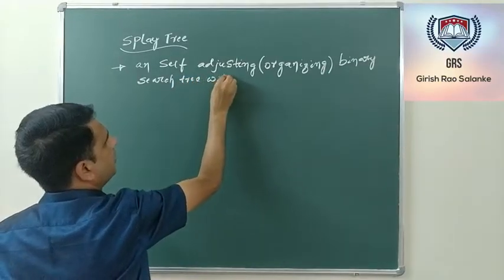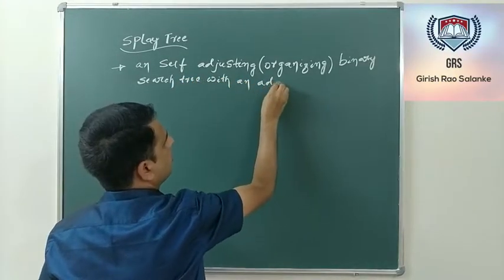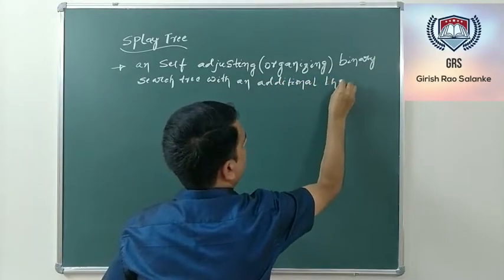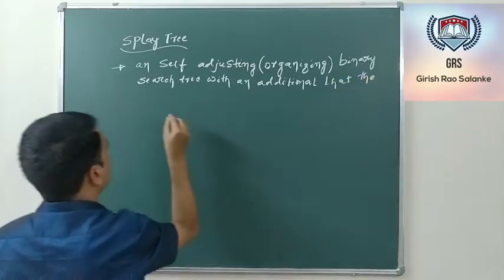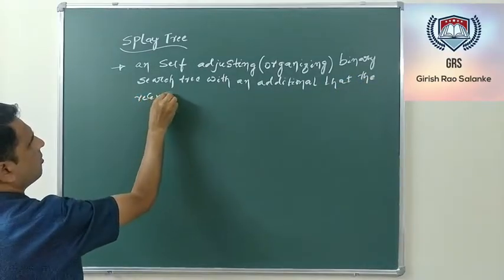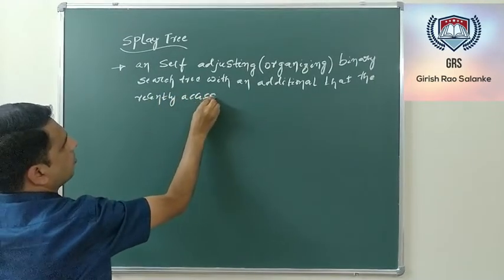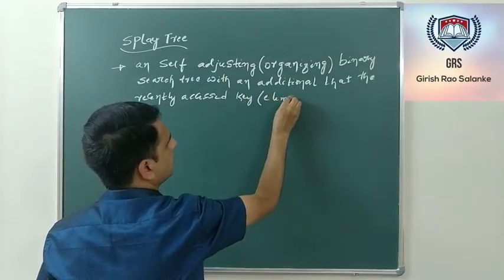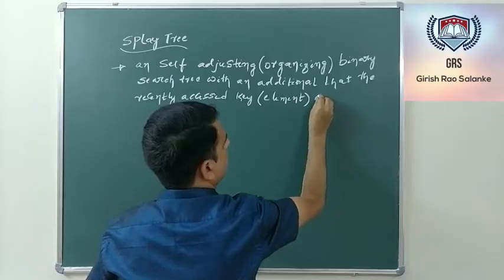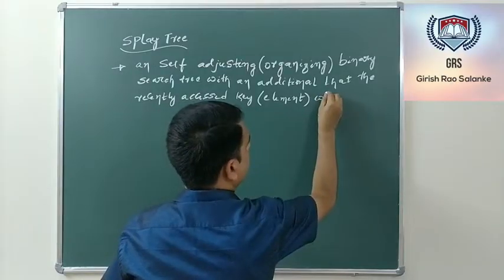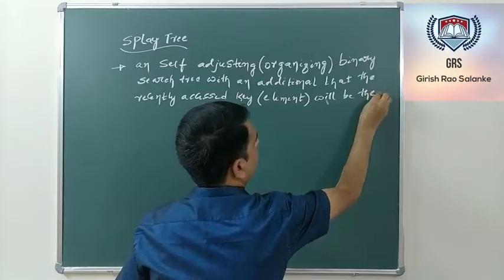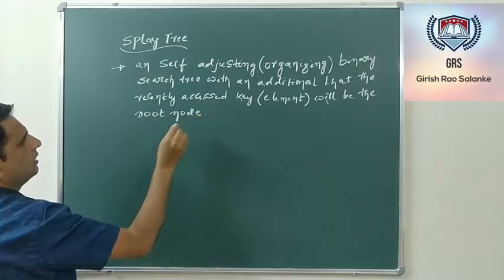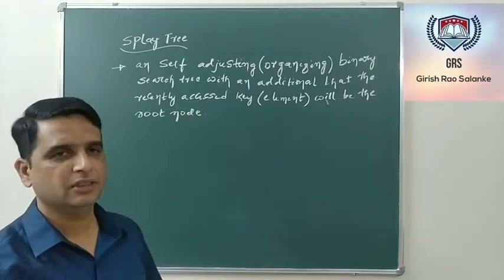With an additional property that the recently accessed key, in the sense the recently accessed element, will be the root node. This is the definition that we can associate with a splay tree.